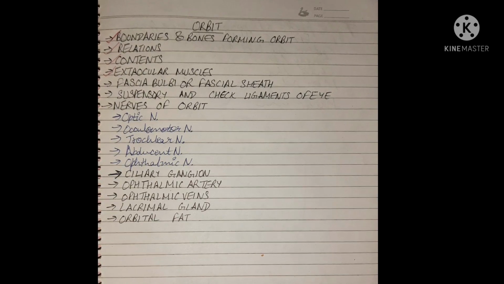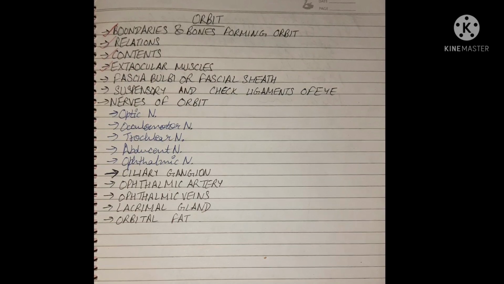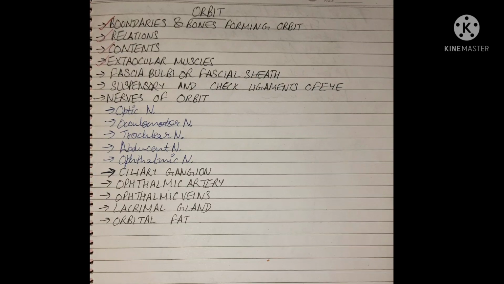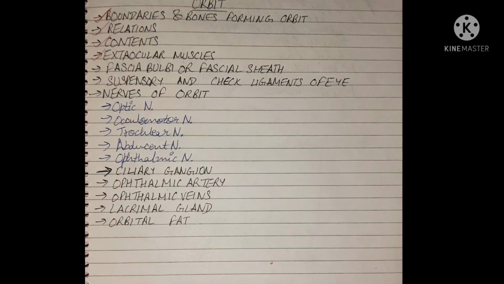In today's video we are going to talk about the orbit, in which I am providing you notes of these 4 topics: boundaries and bones forming the orbit, relations of the orbit, contents of the orbit, and extraocular muscles.